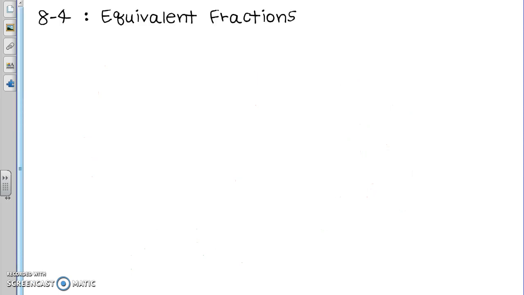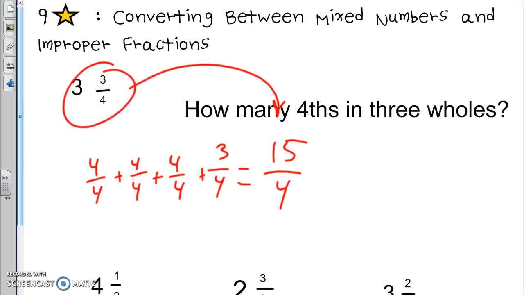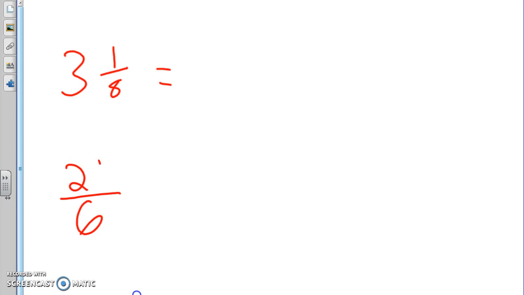You can solve A4. Let's do convert 3 and 1/8 into an improper fraction. And convert, let's do 21/6 into a mixed number. Use the video to help you.